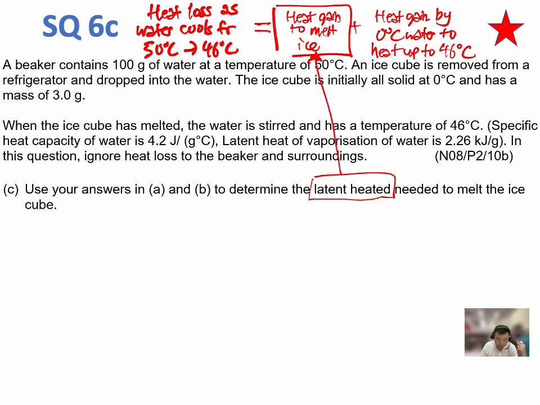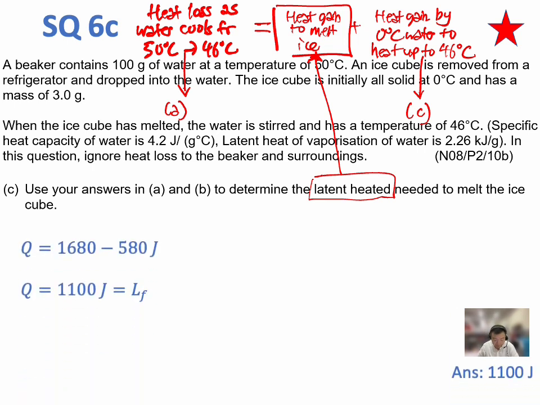So, this we have gotten from part A, this we have gotten from part C. So it's a simple subtraction really, if you understand and can apply conservation of energy here. So that's how we can get, using a subtraction of your answers in part A and part B, the latent heat of fusion, which is essentially just the energy needed to melt the ice, to be 1100 joules.